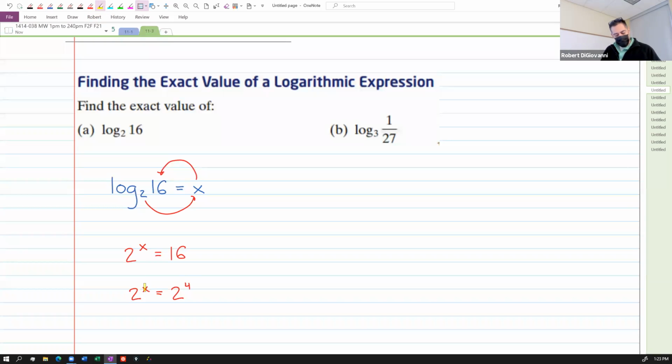And so what I can do is say, oh, well, then these two must match, right? In order for there to be equality between these two statements, if they both have the same 2 down here, then I would need this x to be a 4. So now I can just say, oh, well, then x must be 4. And that's the solution.